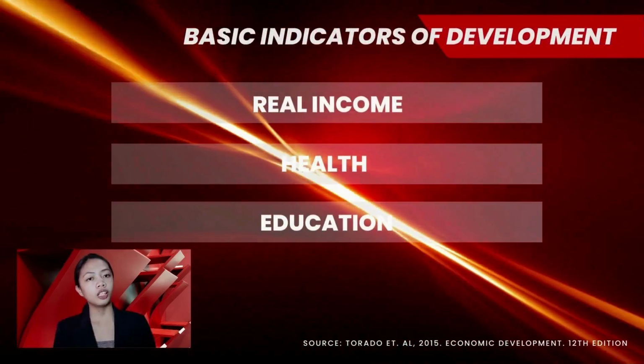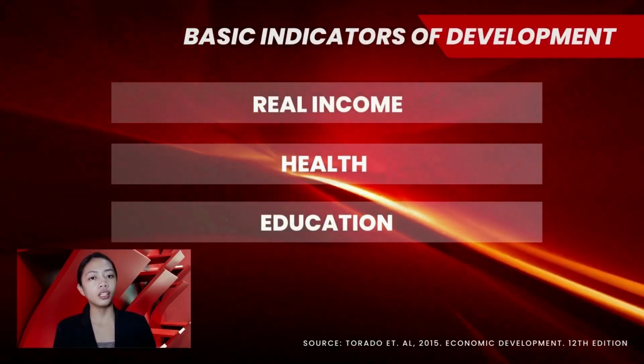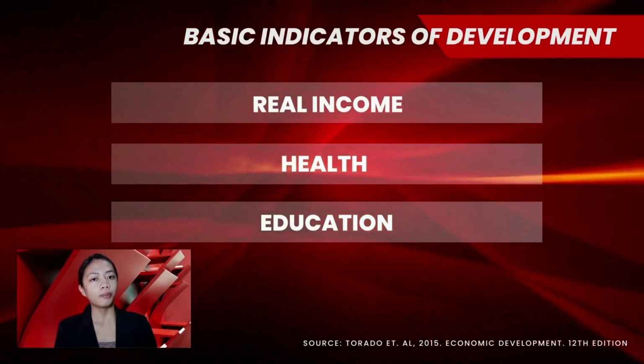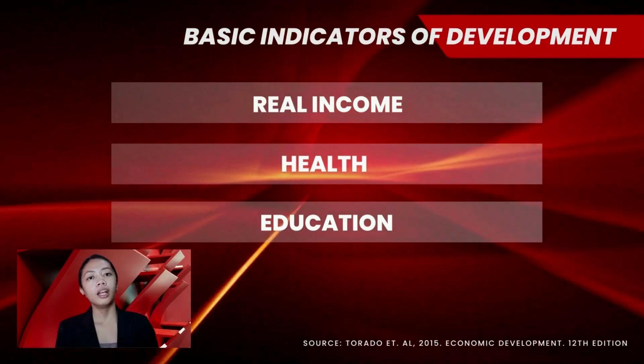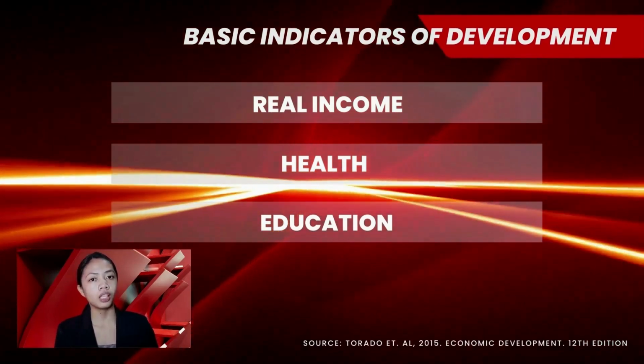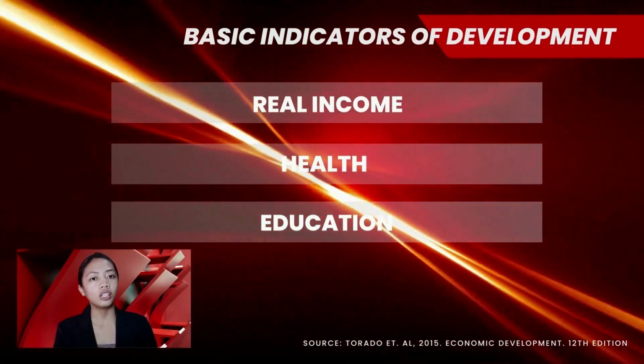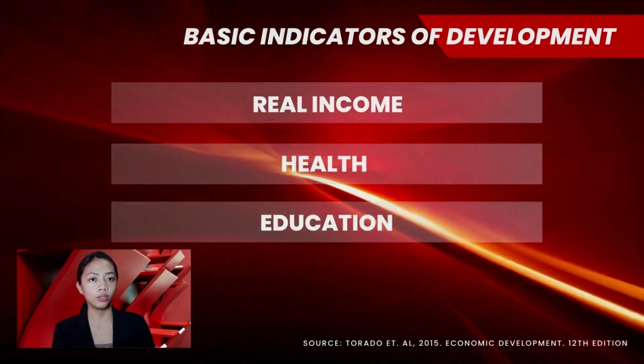Now moving on to the next section, here are the basic indicators of the three facets of development. Real income per capita adjusted for purchasing power, health as measured by life expectancy, undernourishment, and child mortality, and educational attainment as measured by literacy and schooling.